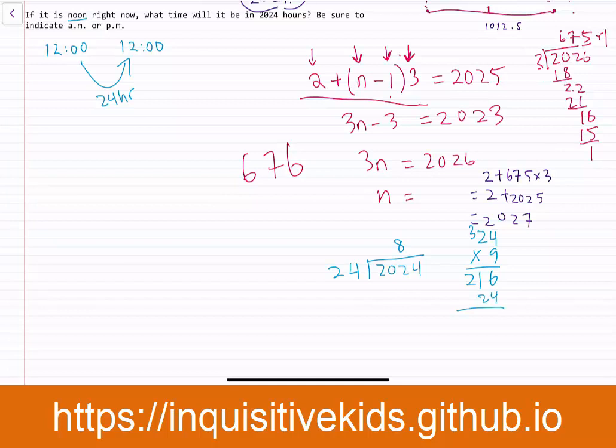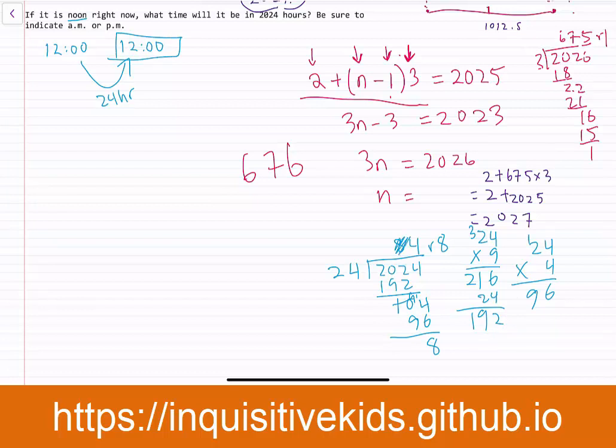And 124 less than 216 would be 192. So you subtract that to get a remainder of 10. You bring down the 4. And for this, you can do 24 times 4, which is 96. So we get a remainder of 8. 8 hours. There will be 84 full cycles where the time goes back to 12 o'clock. And after these 84 cycles are all used up, we still have 8 hours left.